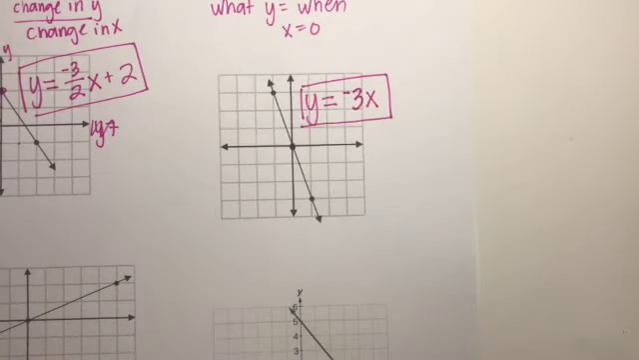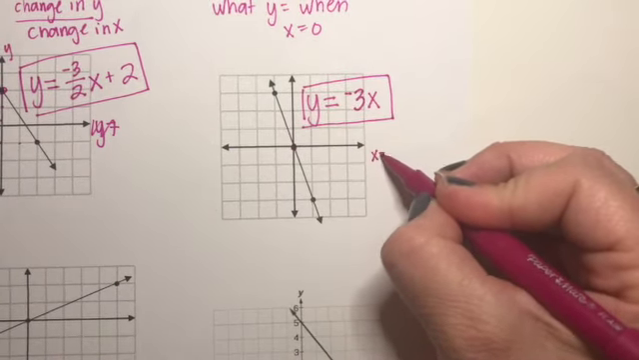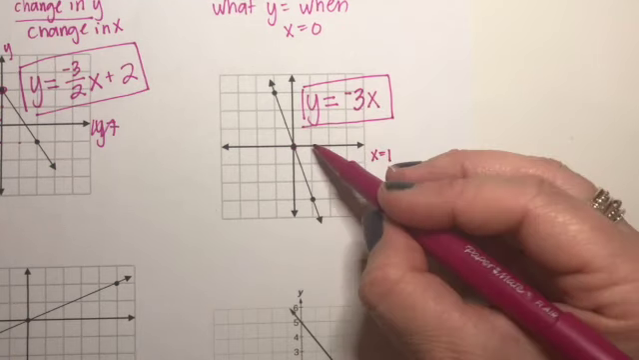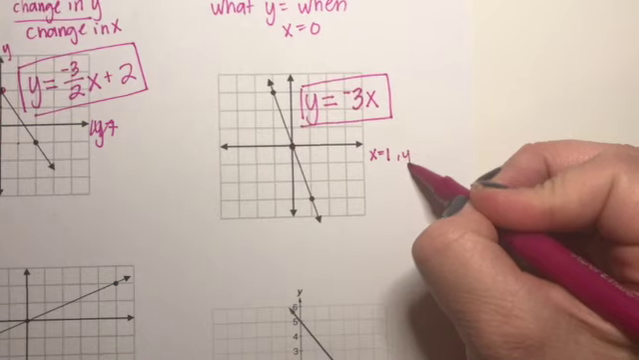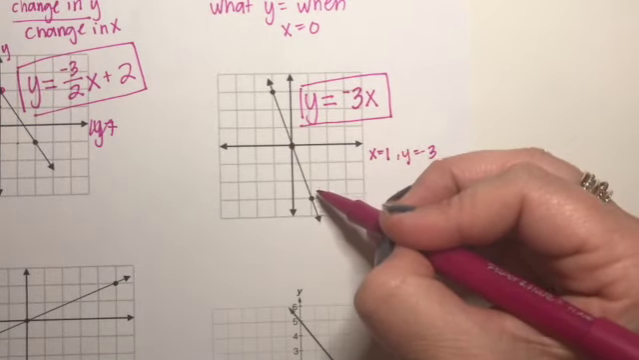Okay, and you could pick any value that you wanted for x. Like what if x is 1? Well, what's negative 3 times 1? Negative 3. So that would give me a y of negative 3. Well, look right here. That would be this point, 1, negative 3.